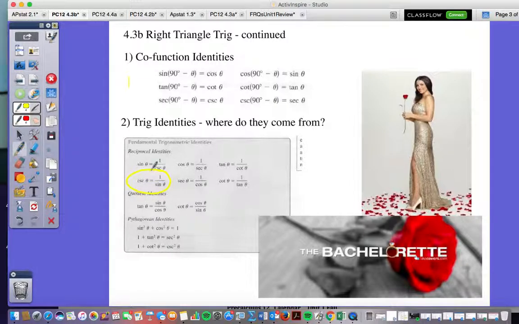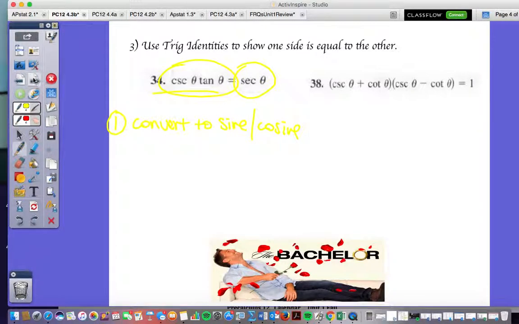The reciprocal of sine. So cosecant is the same as 1 over sine. So over here on this side, I'm going to convert cosecant to simply 1 over sine of theta. Does that make sense? Literally I've substituted for that. Now what would tangent be?